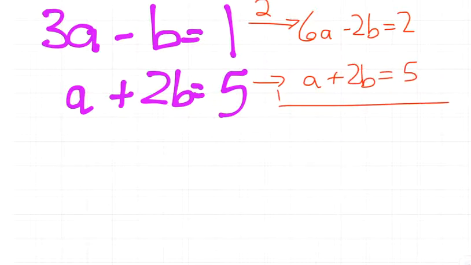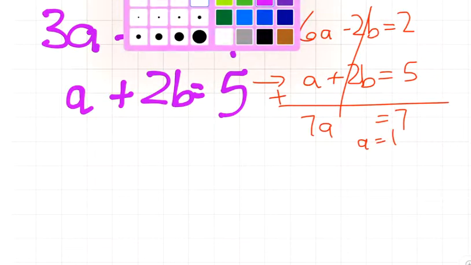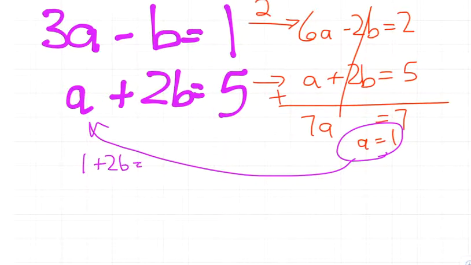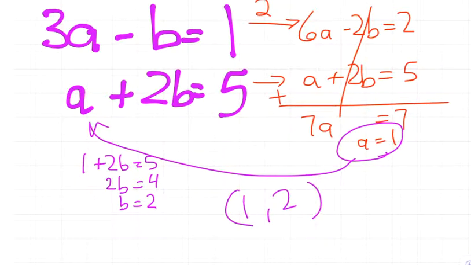And we can add down. So I have 7a, 0 of those equals 7, and a equals 1. Now that I know what a is, I'm going to take that answer and plug it back in so I can find b. So it doesn't matter which equation we use, we just have to make sure it works. We can always double check it. So I'm going to subtract 1 from both sides and divide by 2. 4 divided by 2 is 2. My alphabetical solution is 1, 2.